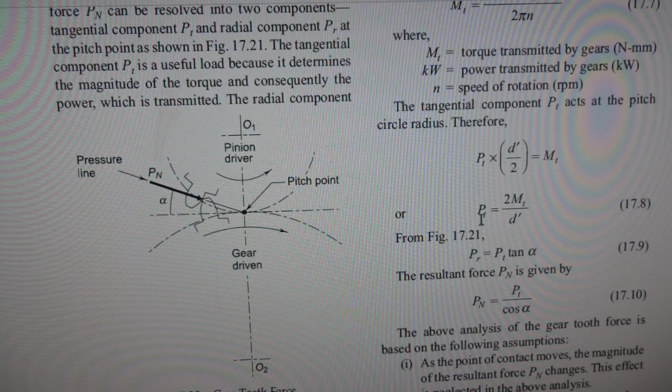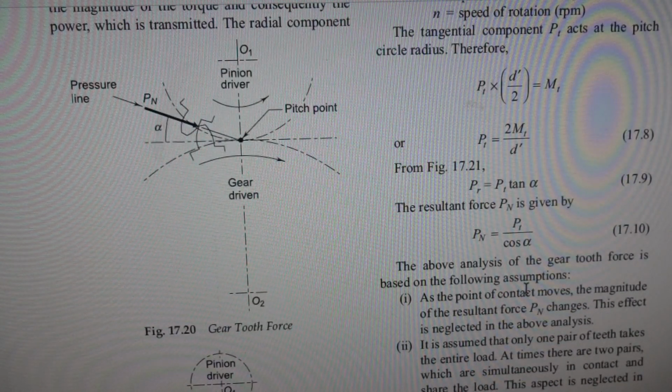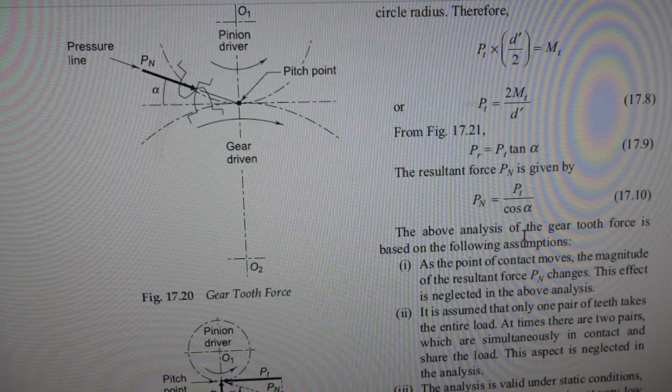When you know the PT, that is the tangential force, you can get the PR. PR is equal to PT tan alpha. This angle is alpha. And how can we find the PN? If you know the PT, you can find PN is equal to PT upon cos alpha. It is a simple relation from the property of the triangle.